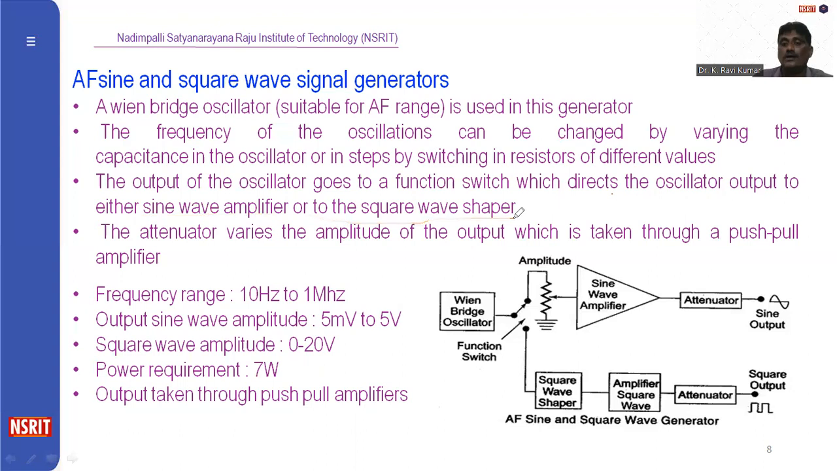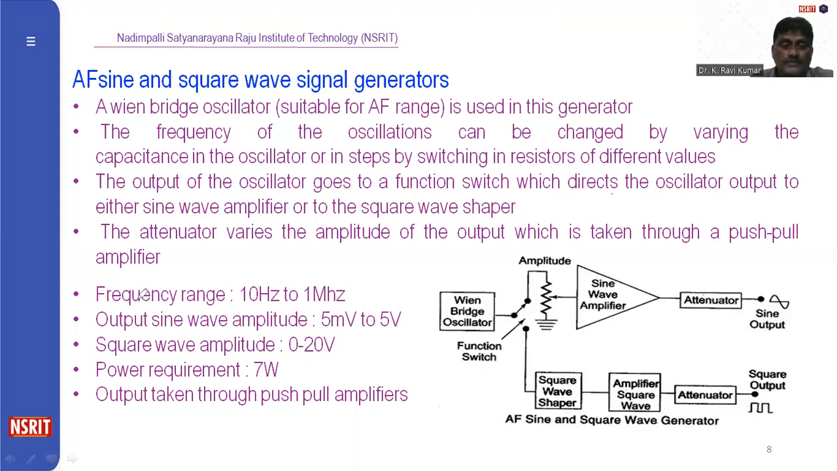Suppose we want to produce a square wave, we have to connect this function switch to this line. Otherwise, you will get the sine wave output. These two attenuators are used to control the amplitude of the sine wave as well as the square wave.